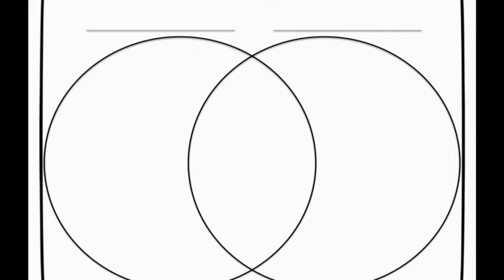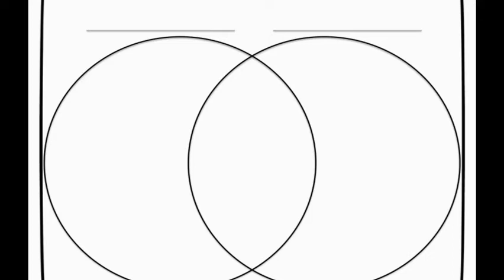This is what we call a Venn diagram, and we can see two circles that merge in the middle. We're going to write the title Magic Tomatoes on the left side and the title Miss Johnson's Plant Experiment on the right. In the middle, we're going to write about things that both stories have in common.